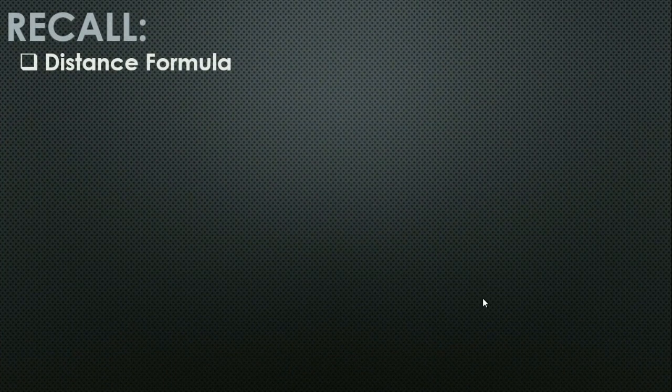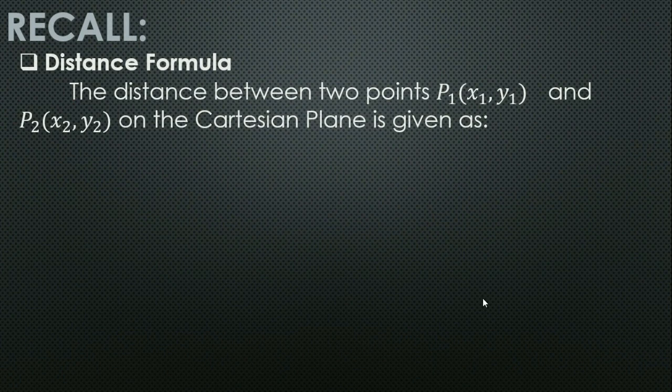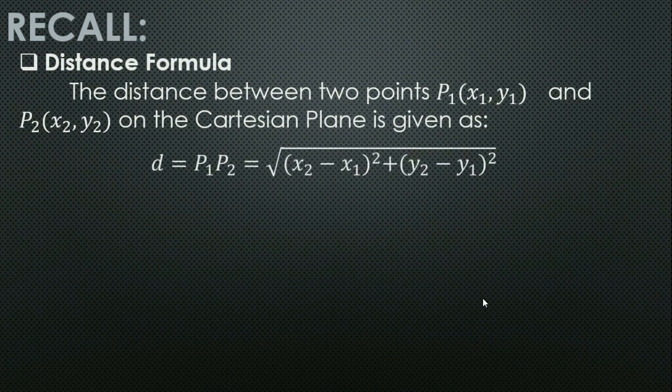The second formula is the distance formula. The distance between 2 points P sub 1 and P sub 2 on the Cartesian plane is given as d, or the distance between P sub 1 and P sub 2, is equal to the square root of x sub 2 minus x sub 1 squared plus y sub 2 minus y sub 1 squared.